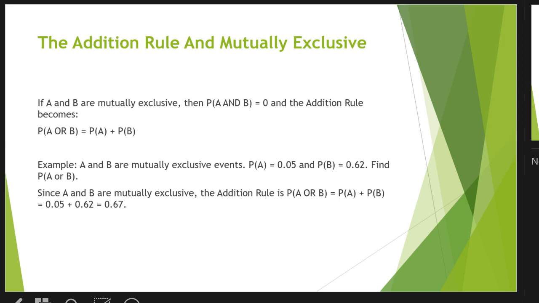So an example would be if A and B are mutually exclusive events, like in the previous example where we said you want a trip to either Africa or Australia, but you can't do both. So the probability of A is 0.05, the probability of B is 0.62. Find the probability of A or B. Now, since A and B are mutually exclusive, our addition rule is now the probability of A or B equals the probability of A plus the probability of B. So we add those two together and we get 0.67.